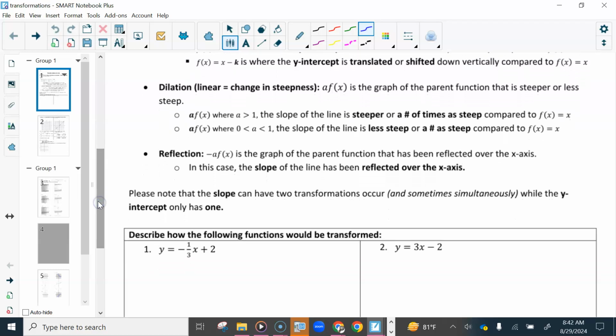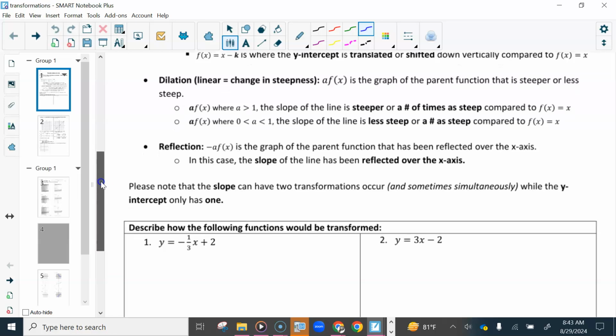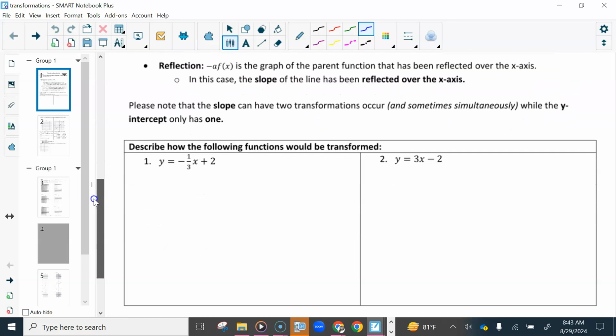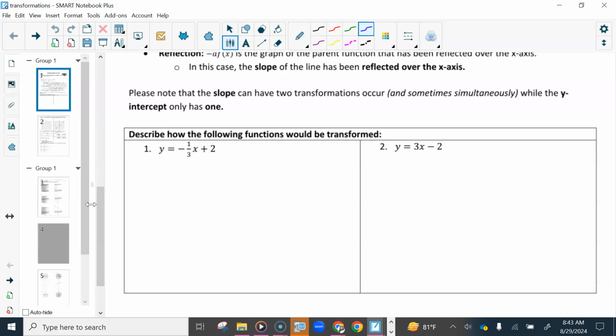And then there's one last one that you may have seen: when A was negative, it changed direction. It started off as a positive and now it's a negative. That reflects it over the x-axis, or makes it a negative slope. So we need to keep all of those in mind as we do this. We're going to describe this, but we want to compare it always to y equals x.